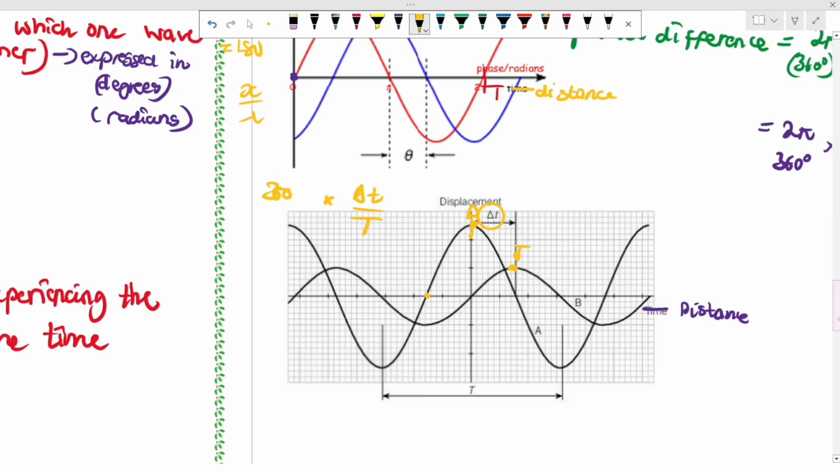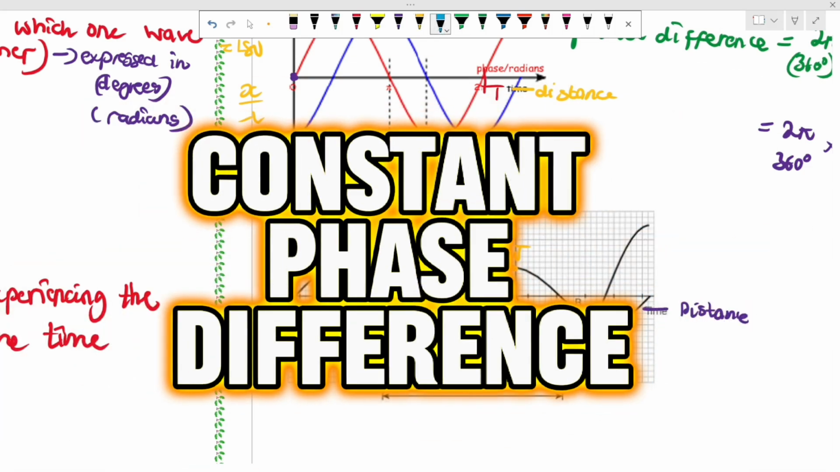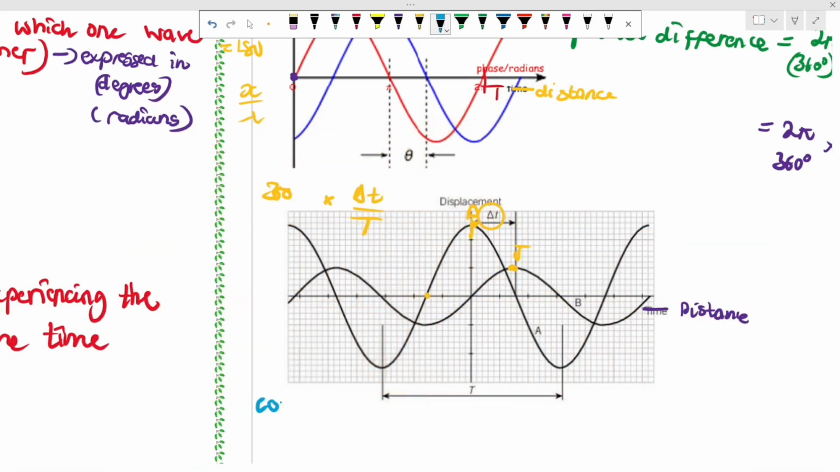I want you to understand again a very important concept, that we can have what we call a constant phase difference. Have you ever heard of that? A constant phase difference, right? If you're going to do waves further, we're going to introduce this again when we give it a special name. But for now, imagine constant phase difference. What does it mean? It means that whatever 2 points you pick, the phase difference never changes.